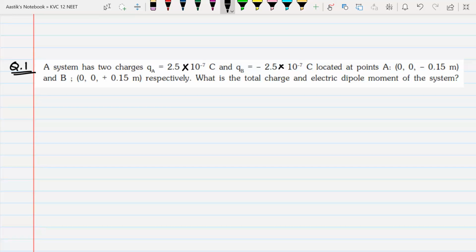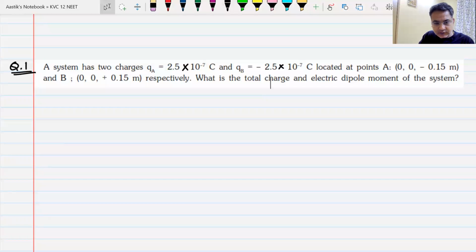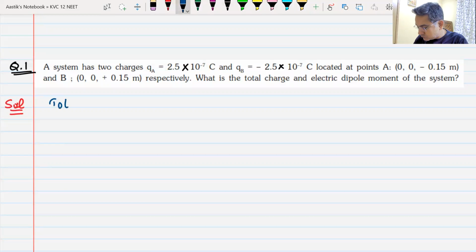Yes, beta, do we have any answers for this one? So, what is the total charge? Total charge, as Abhiram says, is 0, no problems. And then you can find the dipole moment.